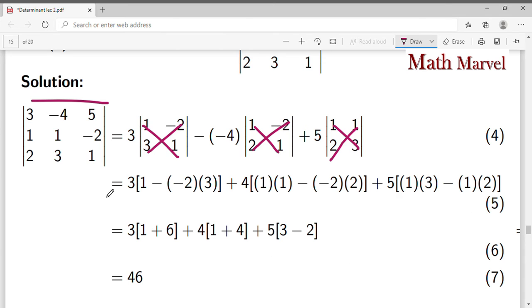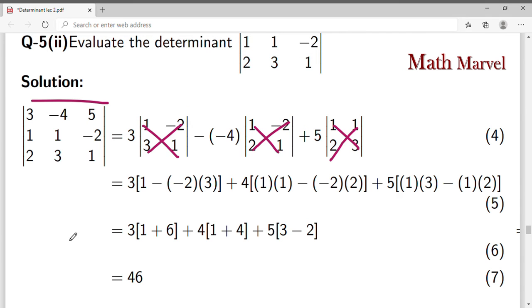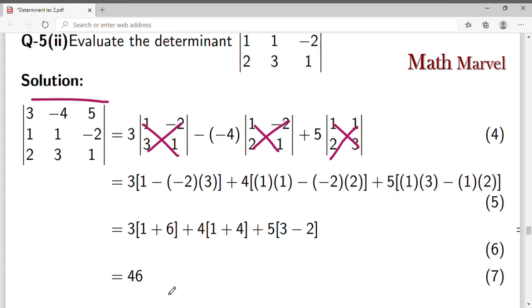So in this determinant, zeros are not given, so that's why we can use any row or any column. Here I am using the first row. You can evaluate the same determinant using the first column or any column. Ultimately, you will get the same answer, 46.